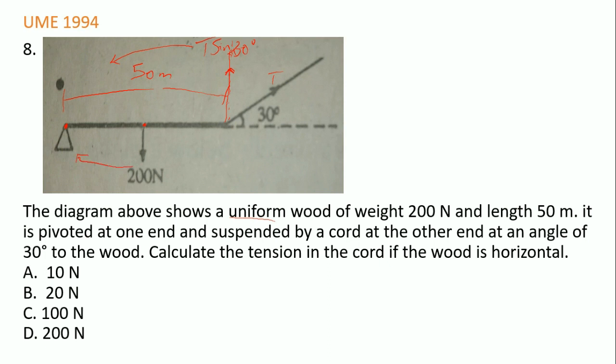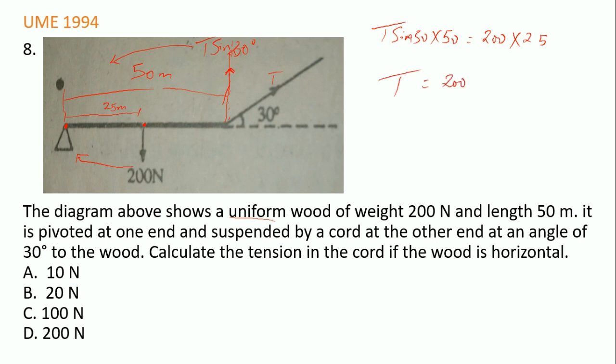Now remember that this guy will be acting at the geometric center here, so that implies that from here to here is going to be 25 meters. And clockwise, okay, let me start with that. Anyhow you want it, you can start with whether clockwise or anti-clockwise. So anti-clockwise, T sine 30 times the perpendicular distance 50 will be equal to, for the clockwise, 200 newtons times 25. We make it the subject formula.